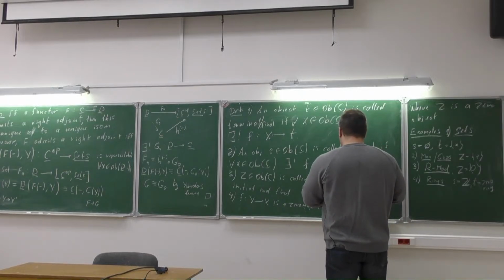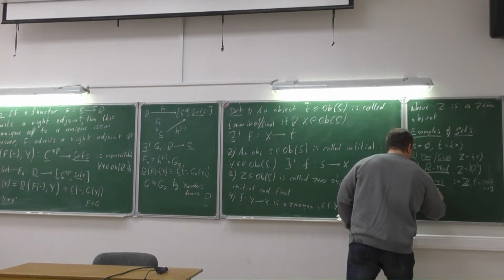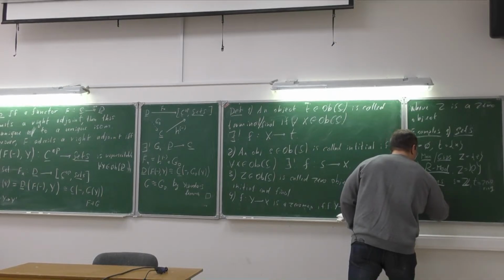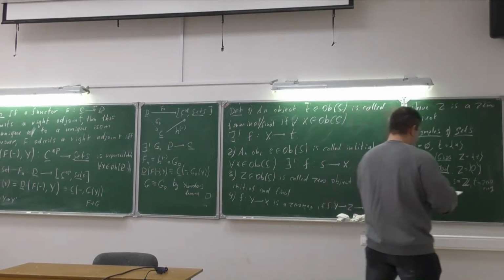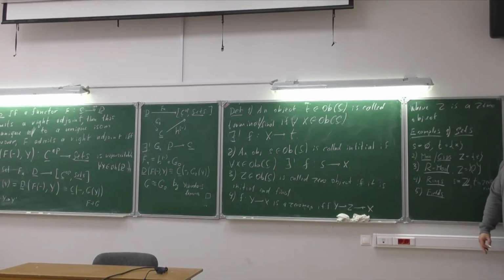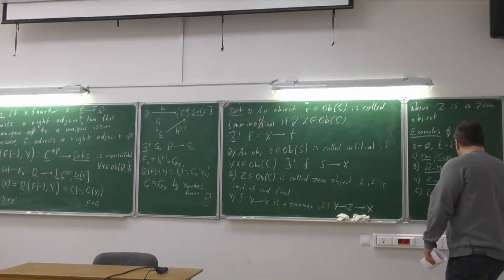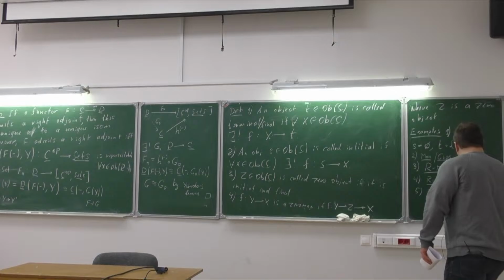Okay, maybe one more example. How about fields? So in the category of fields, in this case, no initial object.